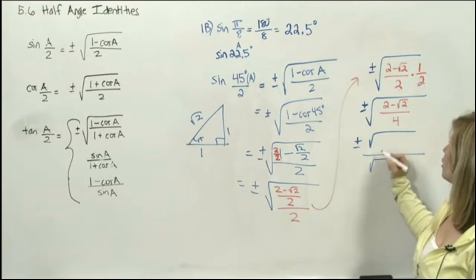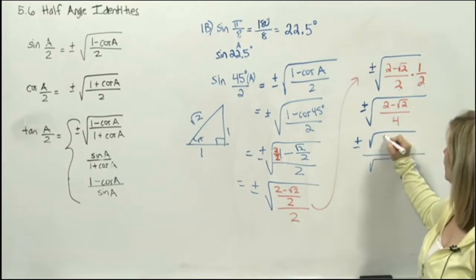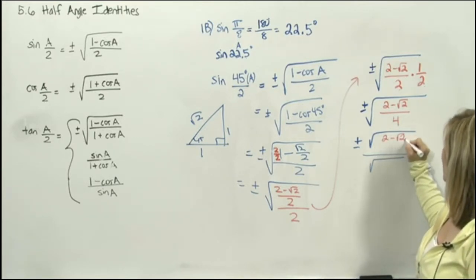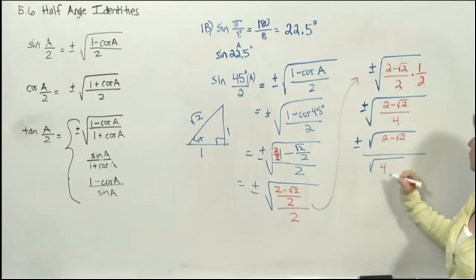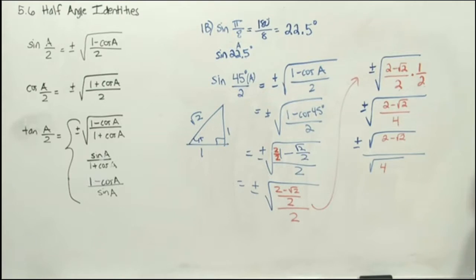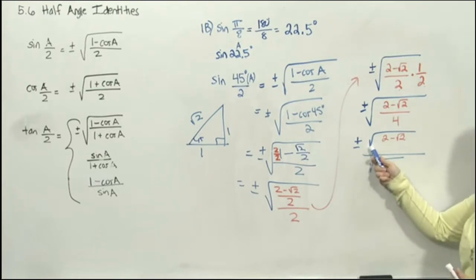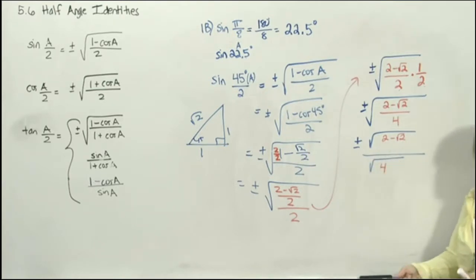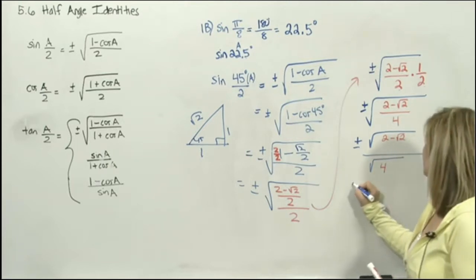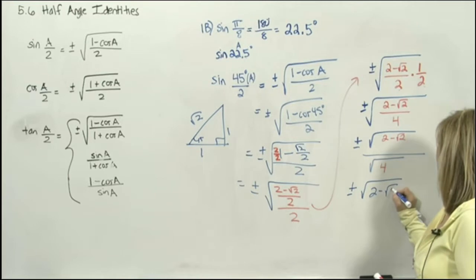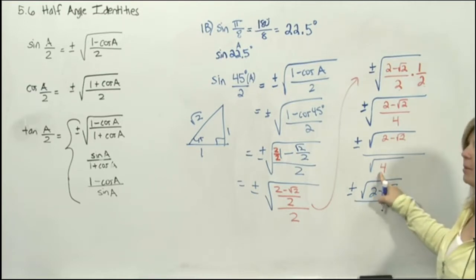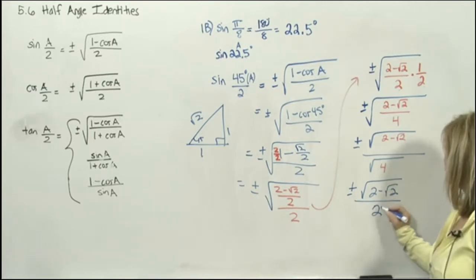So in the numerator, you have the square root of 2 minus the square root of 2. In the denominator, you have the square root of 4. Okay. Can you simplify square root 2 minus square root of 2? No, you cannot. So we have to leave the numerator the square root of 2 minus square root of 2. But in the denominator, the square root of 4 is 2.